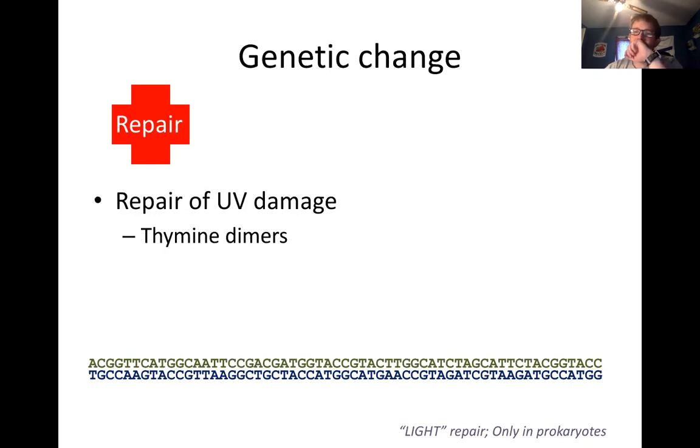Light repair is using actual UV radiation to help power enzymes that can come in, and they can actually break the covalent bonds between these thymine dimers. Now, that means that the original nucleotides that you had before stay there, right? We simply come in and we separate them, kind of break those covalent bonds that hold them together, and then you're good to go.